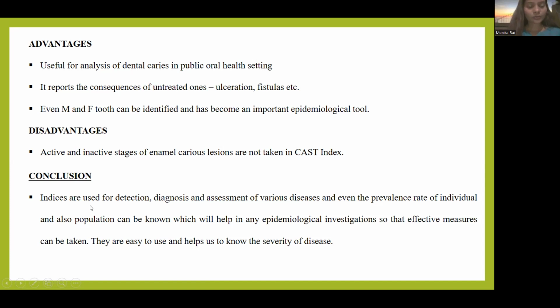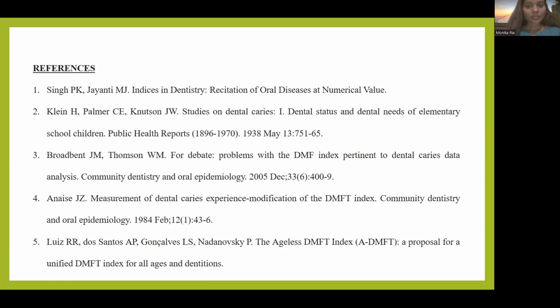Now, the conclusion: indices are used for detection, diagnosis, and assessment of various diseases, and even the prevalence rate of an individual and also of a population can be known, which will help in epidemiological investigations so that effective measures can be taken. They are easy to use and help us to know the severity of the disease. These are the references. Thank you.